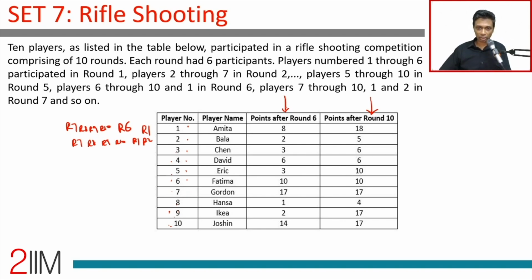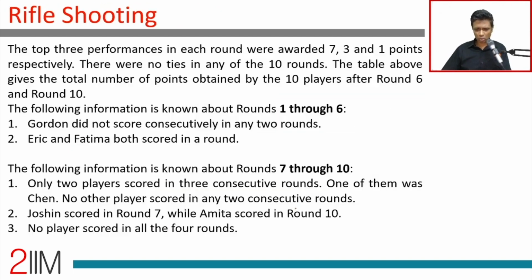These are total points after round 1, total points after round 10. Now, how is the scoring system? The top 3 performances in each round were awarded 7, 3, and 1 point respectively. Wonderful. 7, 3, and 1. There were no ties in any of the 10 rounds. So there is a 7, a 3, and a 1.